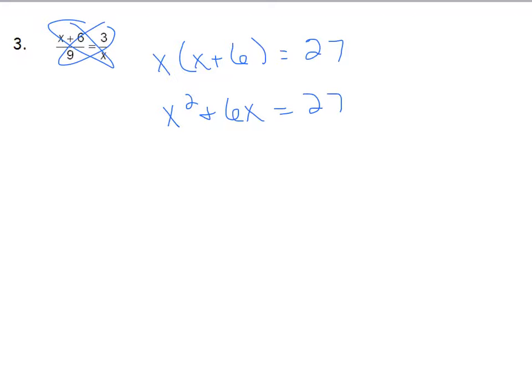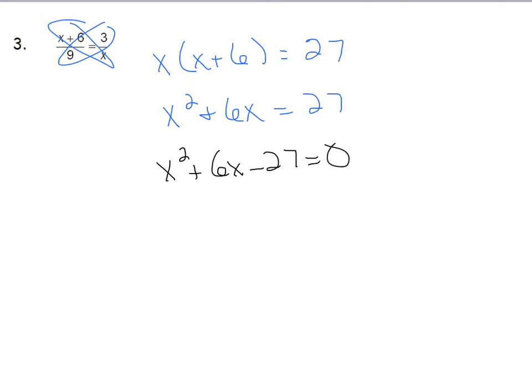Okay, so if you distribute, you get x squared plus 6x equals 27. All right, so now you're going to have to think back to algebra. We have an x squared, and we have an x here. The only way we're going to solve this is if we bring this 27 on over, and then we actually have to factor it. So if I bring the 27 over, I end up with x squared plus 6x minus 27 equals 0.